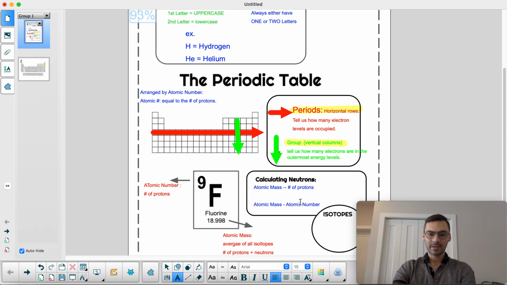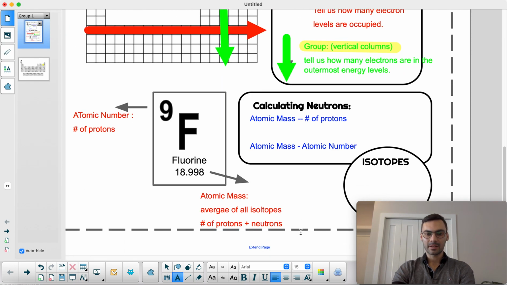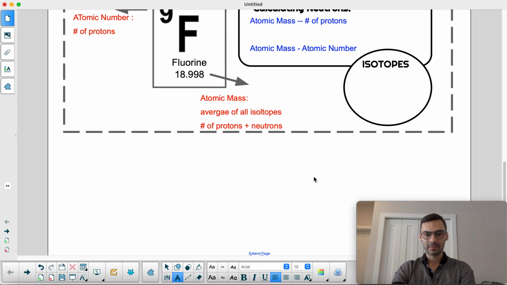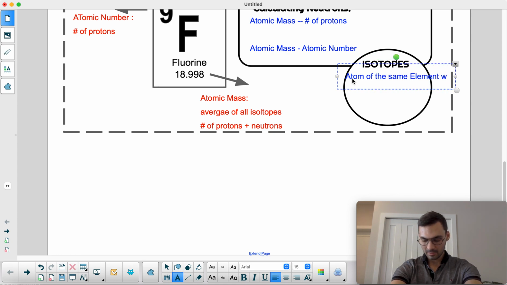The only thing we have left to talk about is this one down here. So let me just extend this so I can pick that up. An isotope is an atom of the same element with a different number of neutrons.